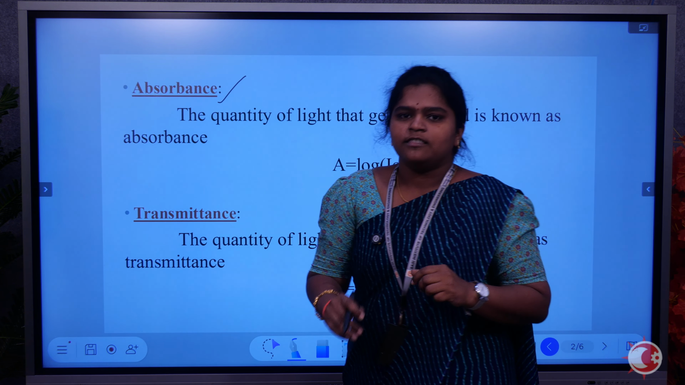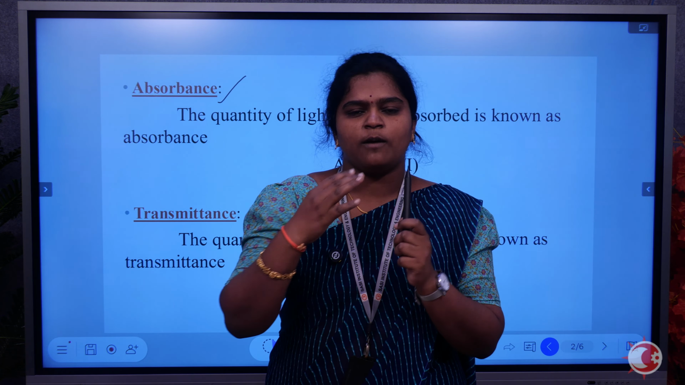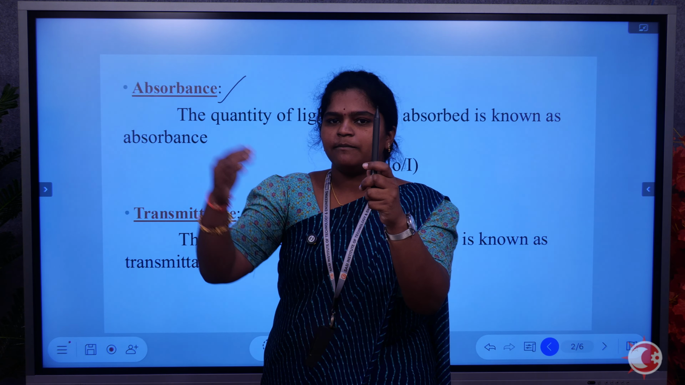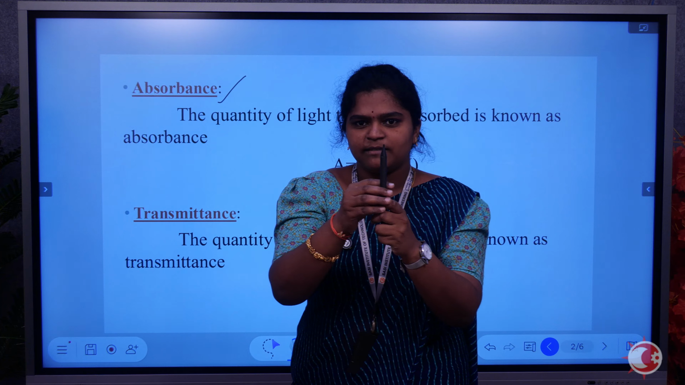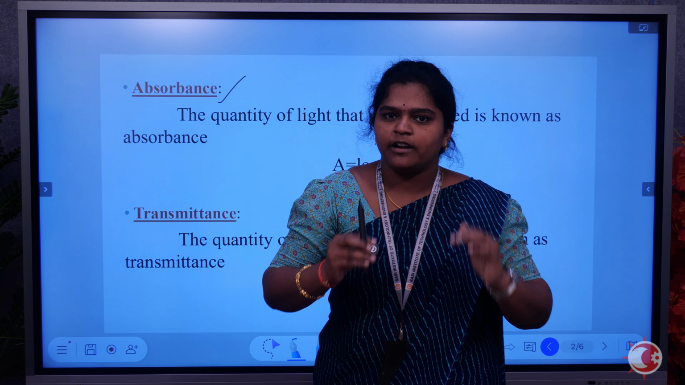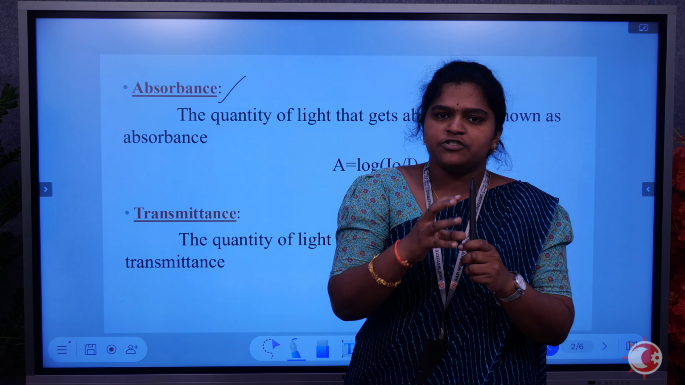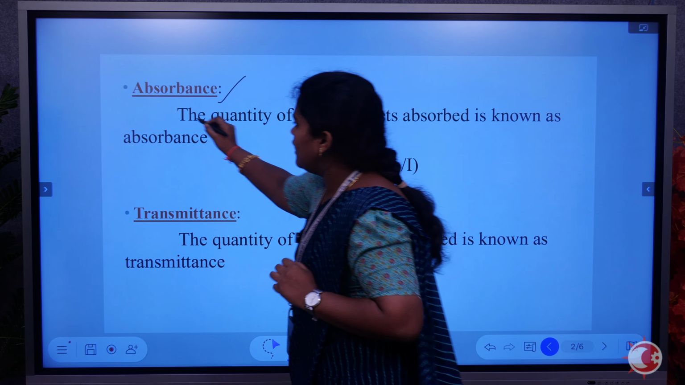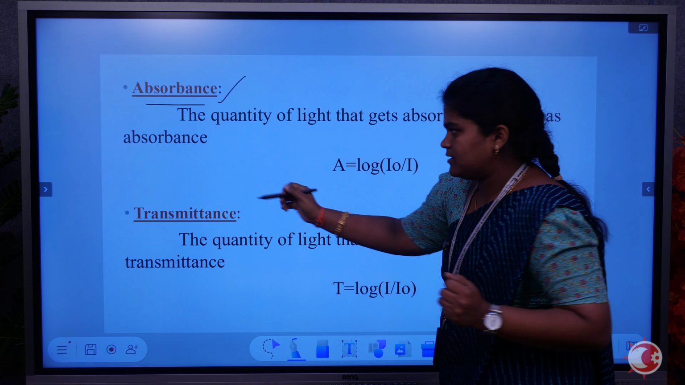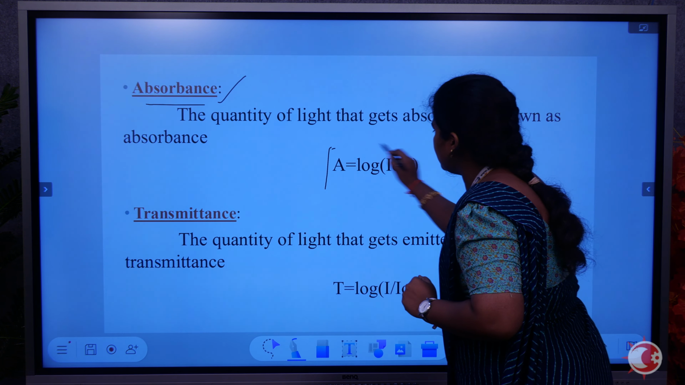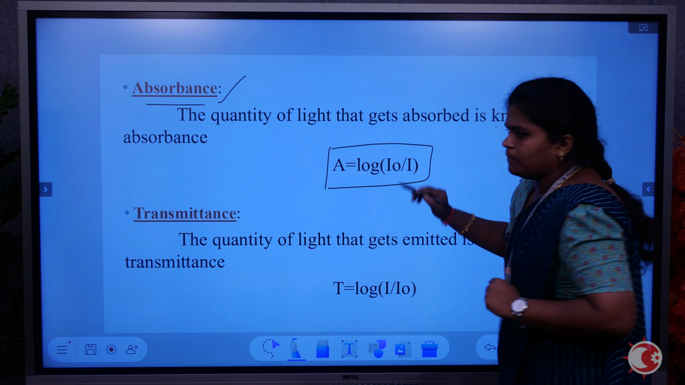Absorbance is nothing but the quantity or the amount of light that gets absorbed by a sample. So when I'm taking the sample and passing some light or radiation through it, definitely some light will be absorbed by the sample and some amount of the light will be transmitted out. The quantity of light which is absorbed by the sample is simply called absorbance. This absorbance can be expressed as A is equal to log of I naught by I.